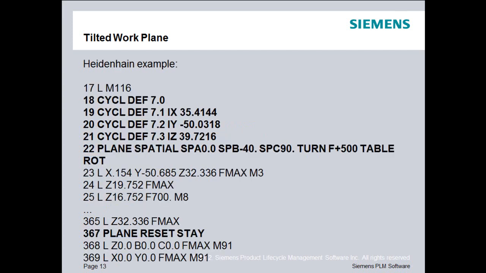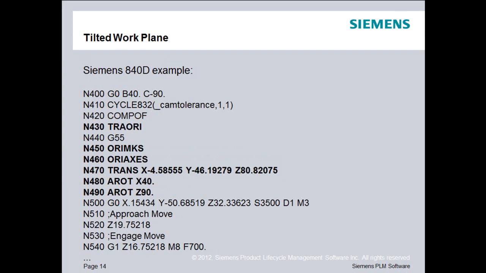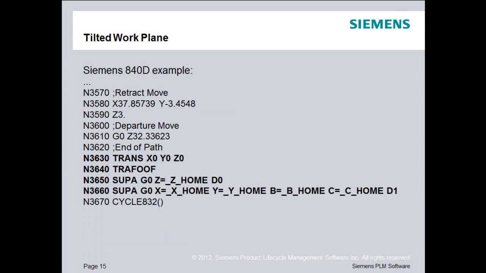Here's an example for Heidenhain. As you can tell, they do it completely differently than FANUC. They use this PLANE SPATIAL command to specify the tilted work plane. And then a Siemens 840D example: we use TRAORI, orient machine coordinate system, orient axes, and then a translate. AROT is additive rotation, so we're basically adding this rotation to the previous rotation that was already in the existing machine coordinate system. And then to close it down for a Siemens control, we set the translation back to 0 and turn TRAORI off.